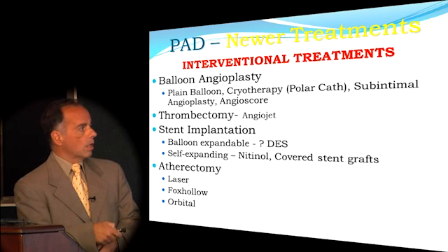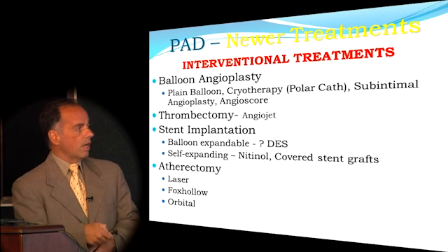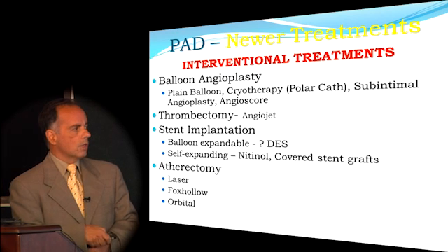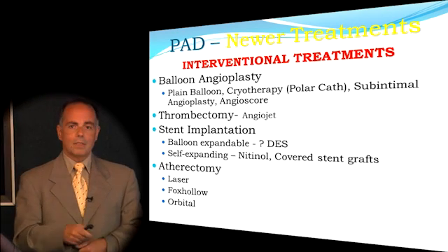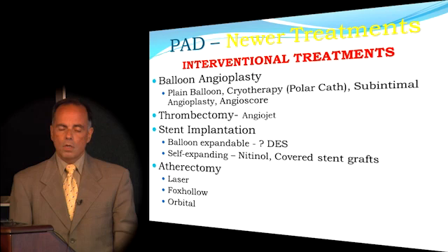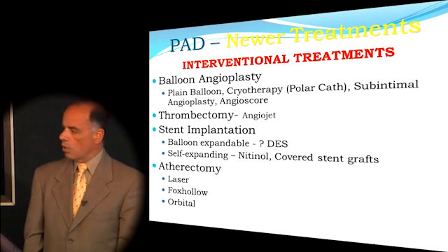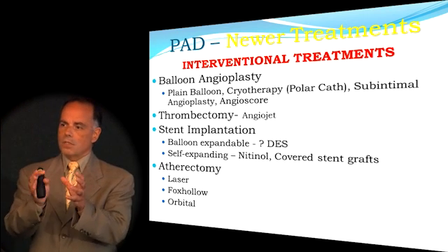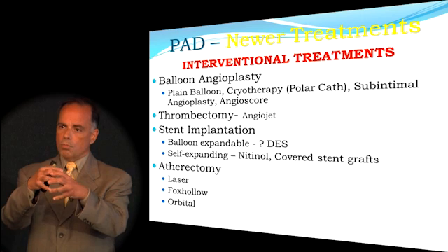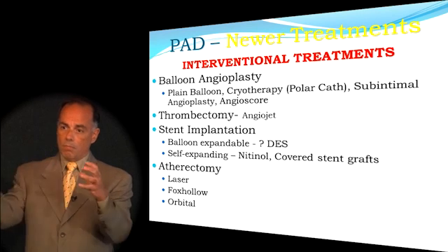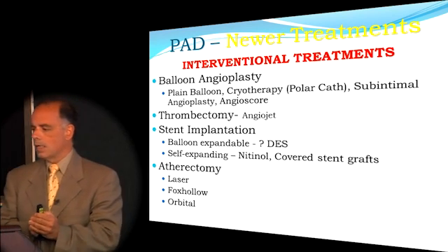We could suck out blood clot from these arteries with thrombectomy devices. We could put in stents, and we have different varieties of stents, balloon expandable and self-expanding stents. We're talking about drug-eluting stents that we have for the heart. Now they're doing investigations into drug-eluting stents for the leg arteries. We have stents that have covers on them to prevent the plaque from coming into the vessel again.